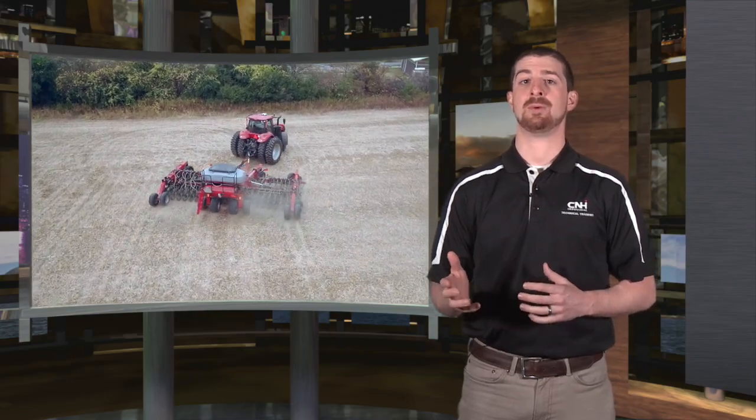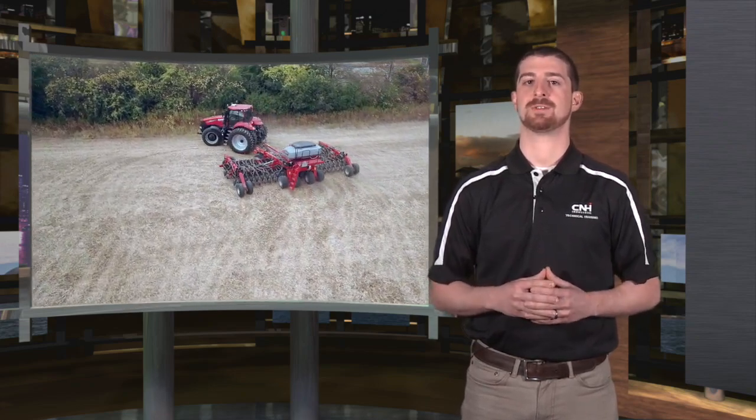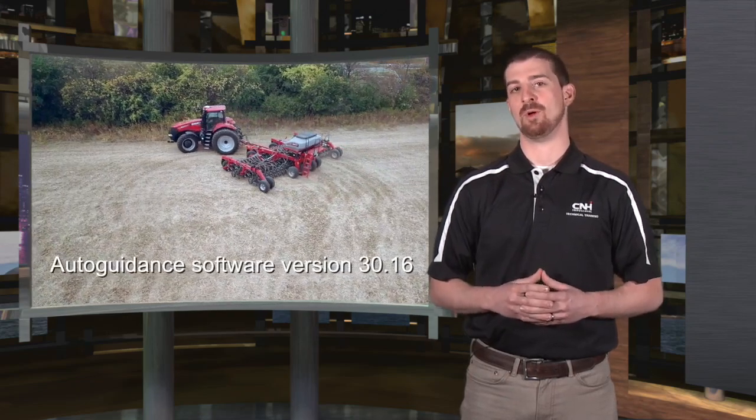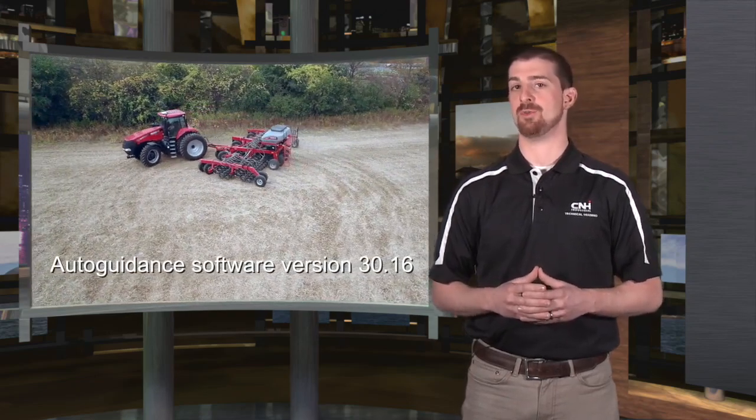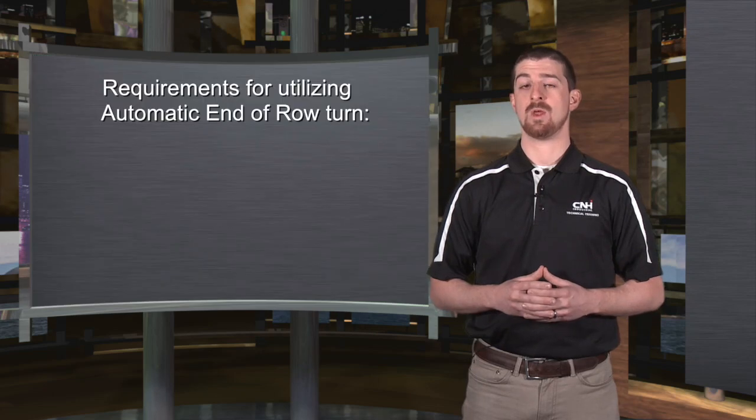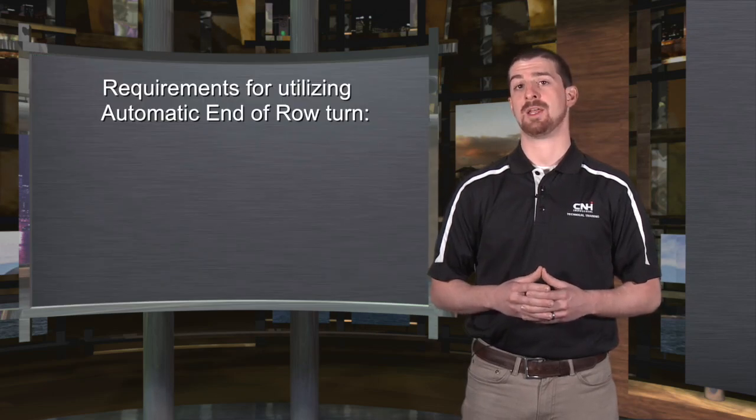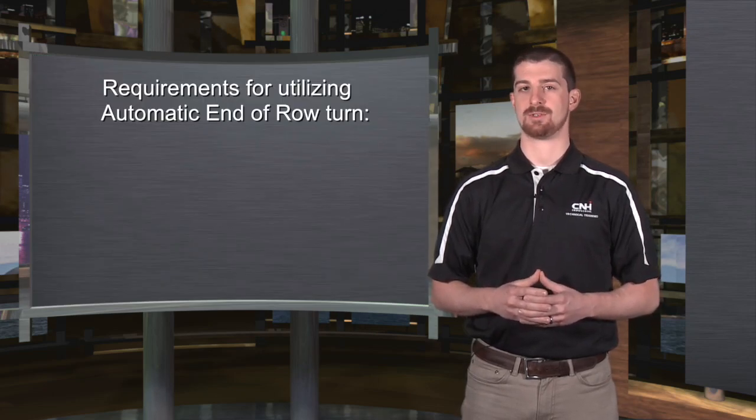This video covers the configuration, setup, and use of the AFS AccuTurn and PLM IntelliTurn automatic end-of-row turn feature. This feature became available with auto guidance software version 30.16. Requirements for utilizing the automatic end-of-row turn are as follows.